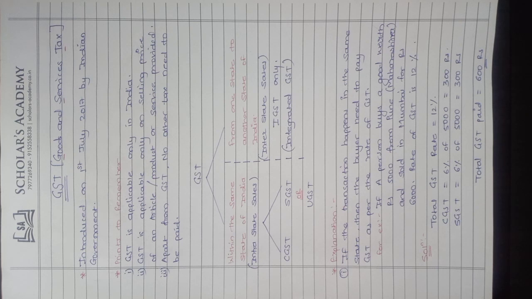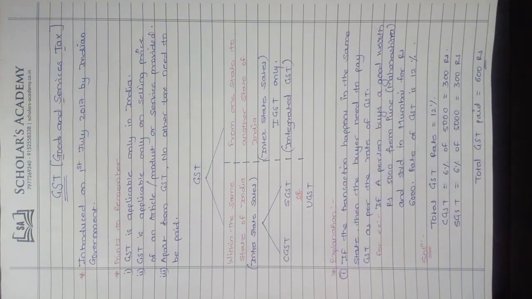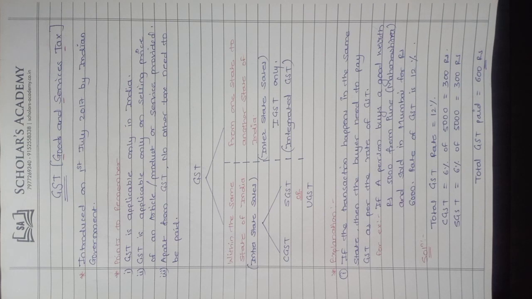GST is applicable in two different ways. First, when the transaction happens in the same state of India. Second, when the transaction happens from one state to another state of India. When the transaction happens within the same state of India, it is also called intra-state sale, whereas when the transaction happens from one state to another state of India, it is also called interstate sale.